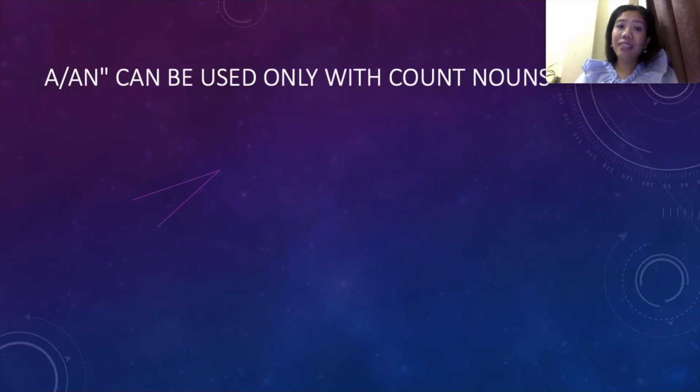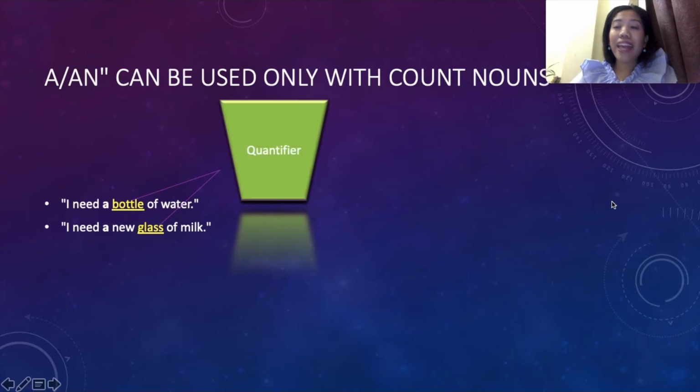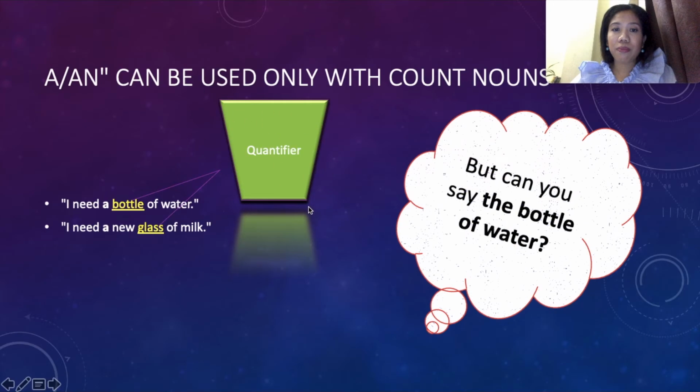A and an can be used only with count nouns. I need a bottle of water. I need a glass of milk. So you need a quantifier: a bottle, a glass, a bottle, a cup. We cannot use it without a quantifier.